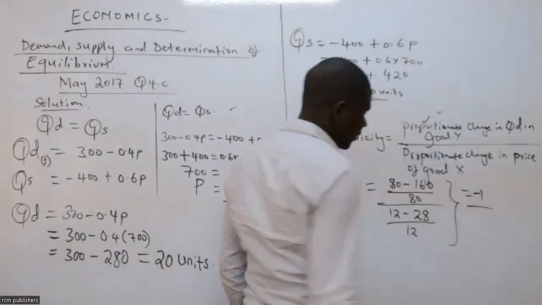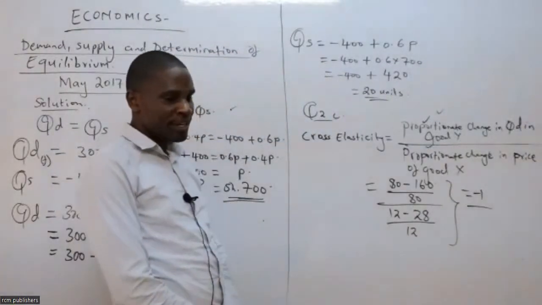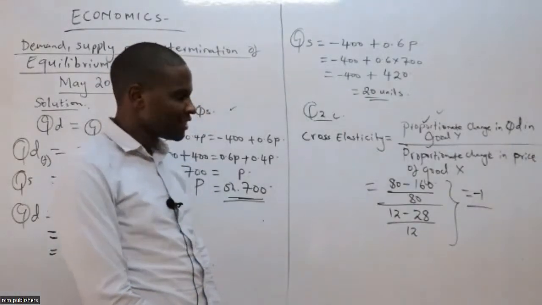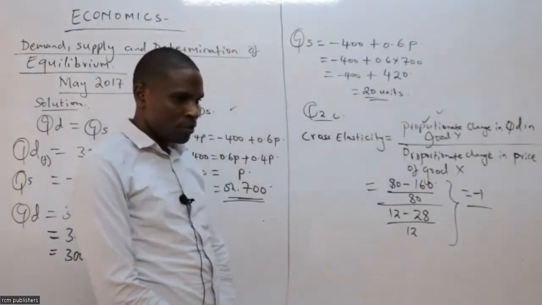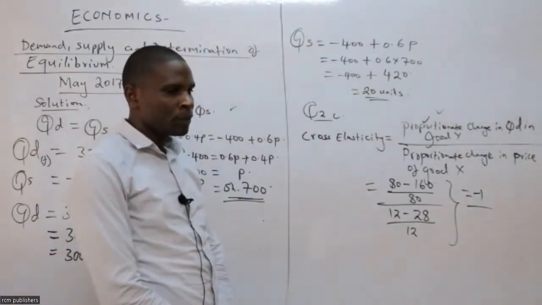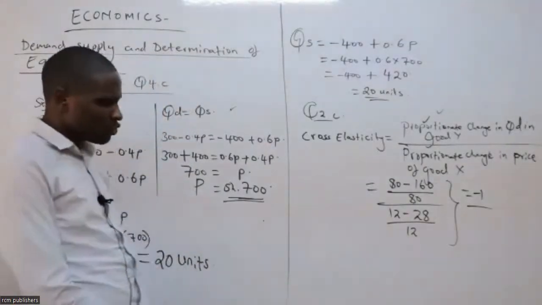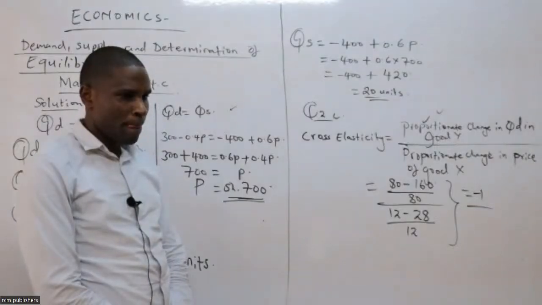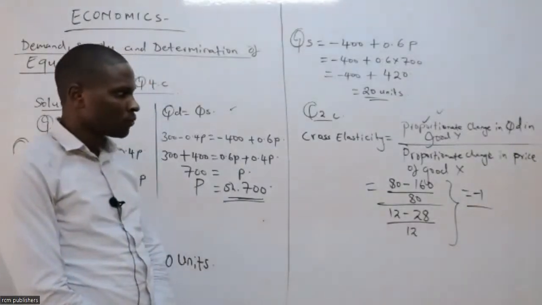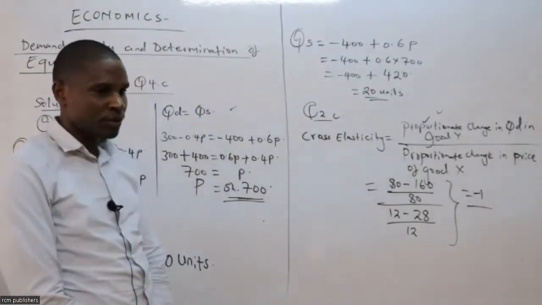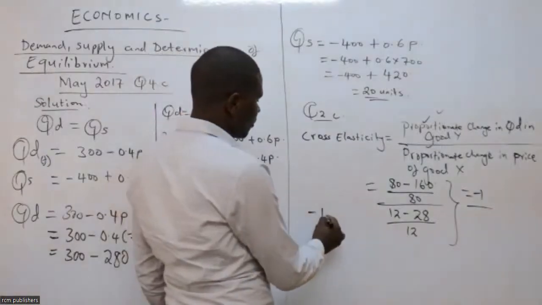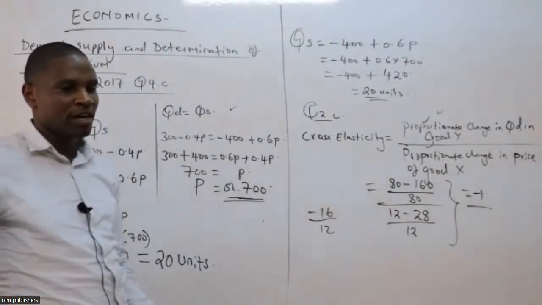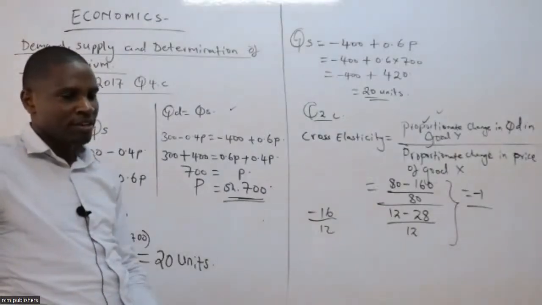Minus 1, divided by 12 minus 28, divided by 12. 12 minus 28, what are you getting? Is it minus 16? Yes, 28 minus 12 is 16, so minus 16 divided by 12. That gives us a very nice figure, which is 1.33.